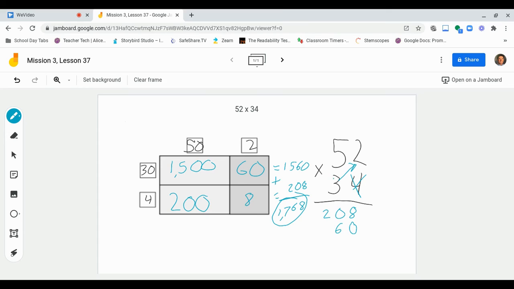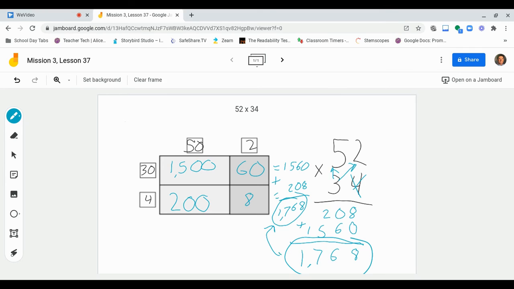And then I do 3 times 5. And 3 times 5 is 15. Put it right there. And then I just need to add them. 8 plus 0 is 8. 6 plus 0 is 6. 5 plus 2 is 7. 1 plus nothing is 1. 1,768.